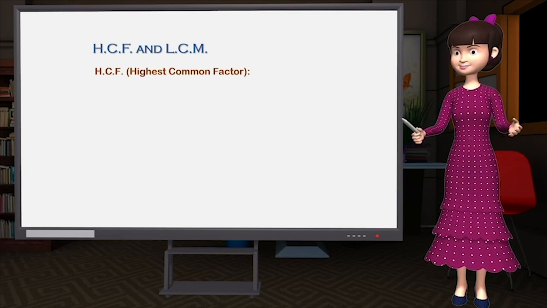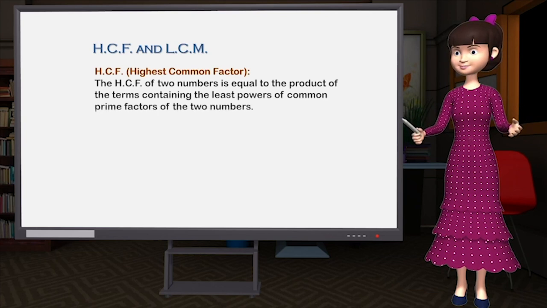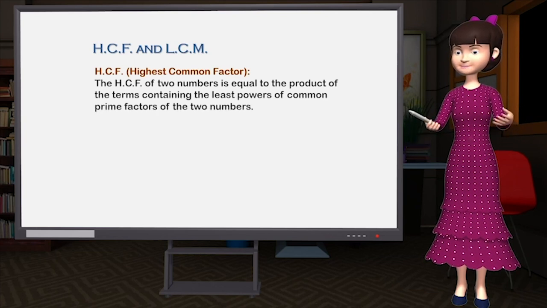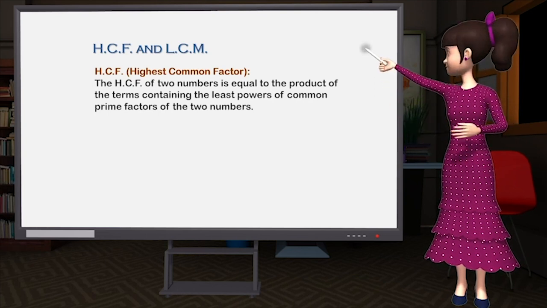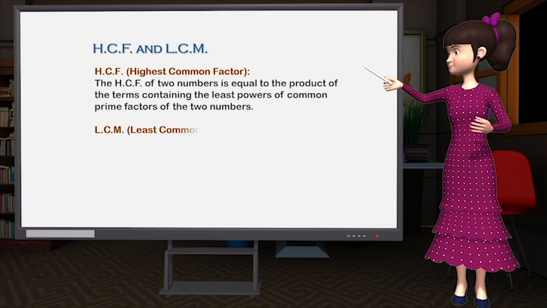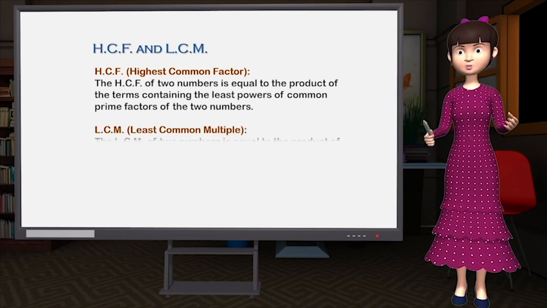HCF, that is highest common factor. The HCF of two numbers is equal to the product of terms containing the least power of common prime factors of the two numbers. LCM, that is the least common multiple.